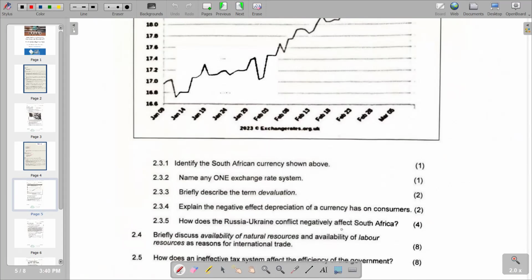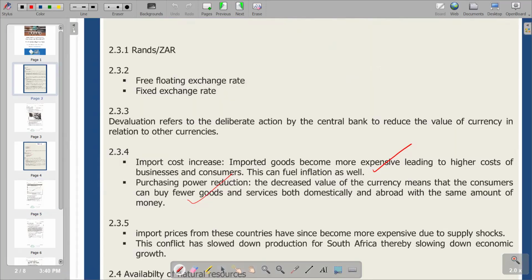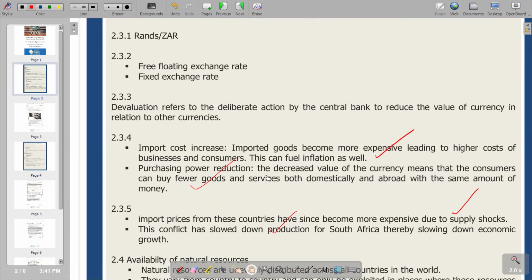So at the end of the day, when supply decreases, according to the forces of supply and demand, we are going to see prices increase. When we have something that has low supply, the price of that commodity is going to go up. So that is again a negative effect that we can easily pick up. We also have that stated in the answer to 2.3.5, whereby we are saying import prices from these countries have since become more expensive due to supply shocks. This is exactly as we're explaining. This conflict has slowed down production for South Africa, thereby slowing down economic growth. So it's also going to lead to macroeconomic problems, e.g., economic growth is going to be reduced. These are some of the negative results that we can easily pick up.